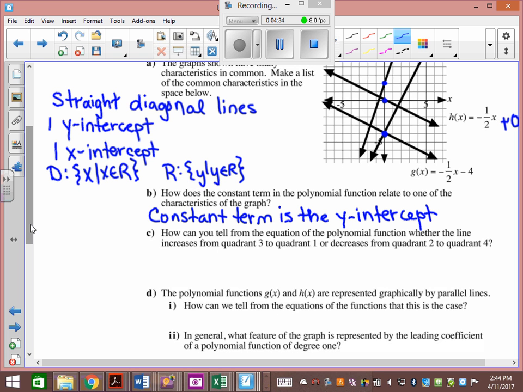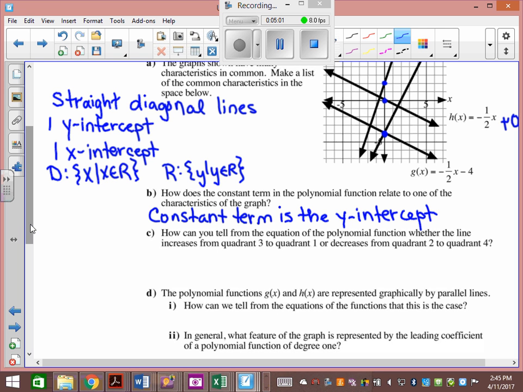Now, it's only a constant term, you guys, if there aren't brackets. If there's brackets in this equation, like say it was y equals 2(x plus 3) plus 7 or something, and you'd have that x plus 3 in brackets, that plus 7 would not be the y-intercept, okay? The constant term only occurs if the equation itself doesn't have brackets in it, okay? So all of these don't have brackets, so the constant term is the y-intercept.